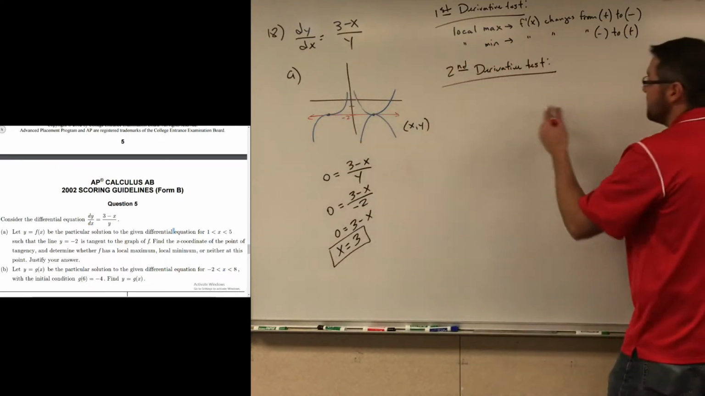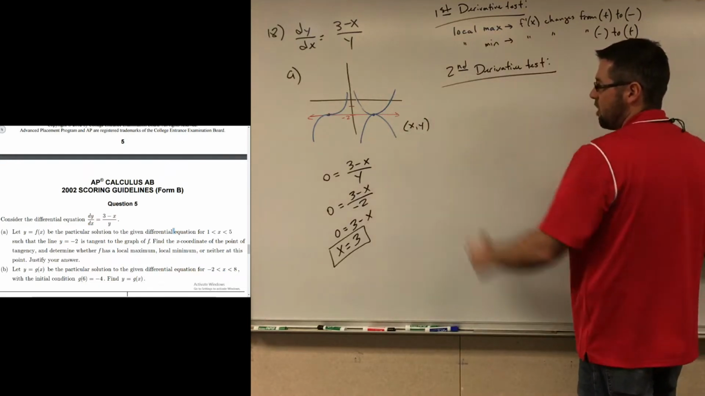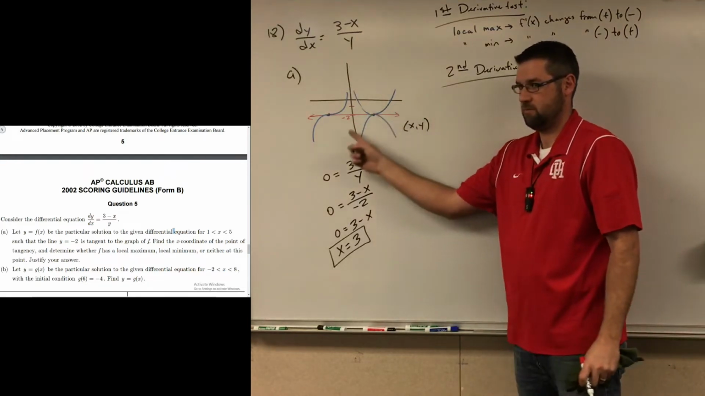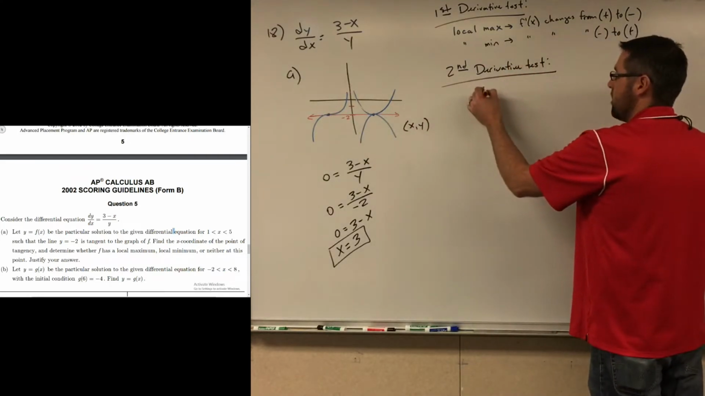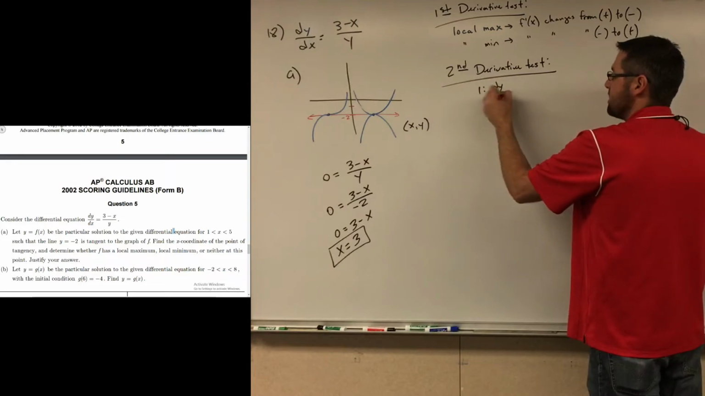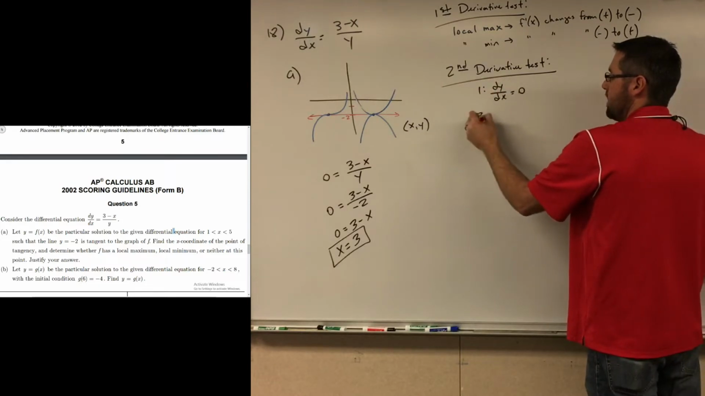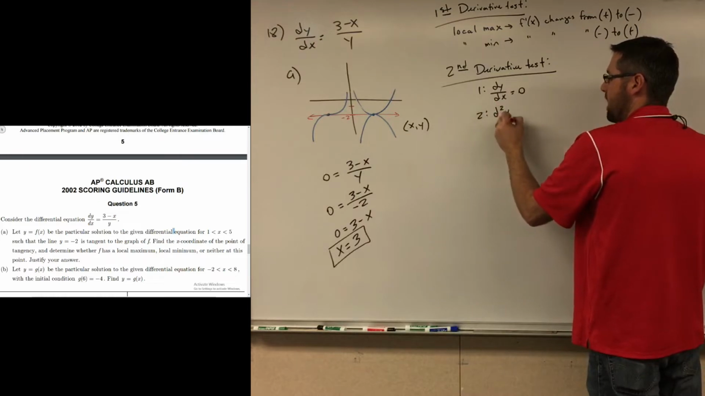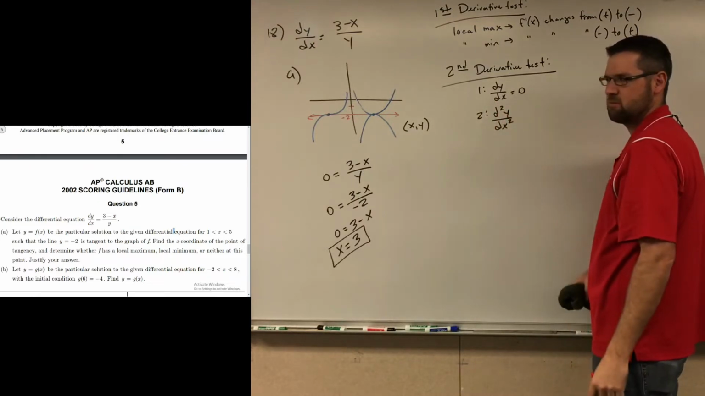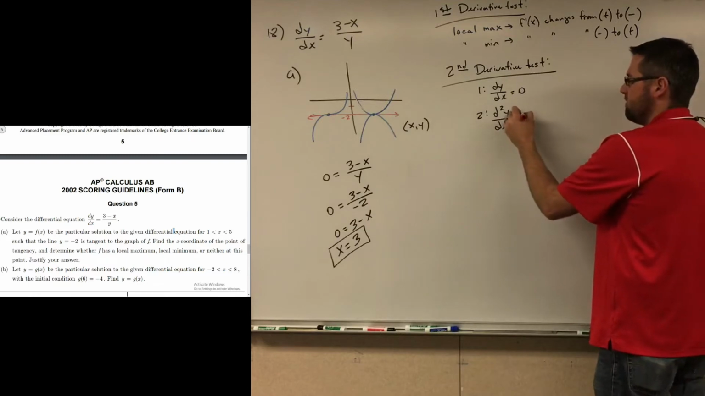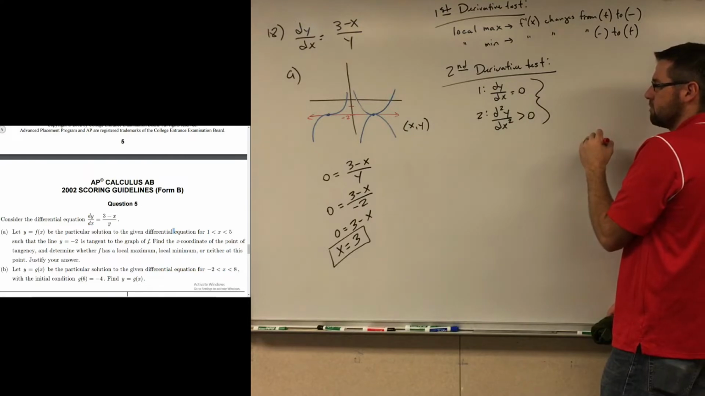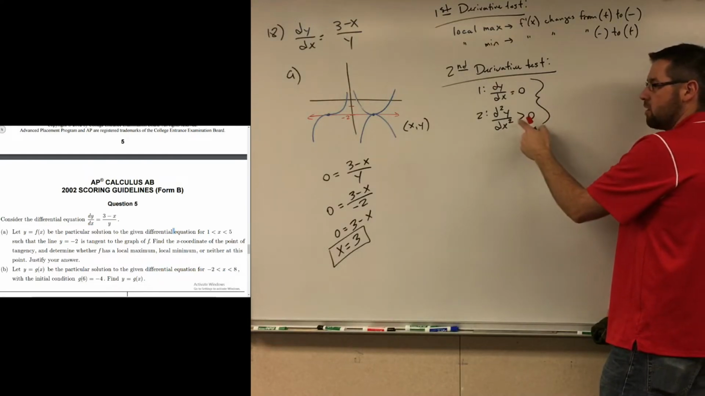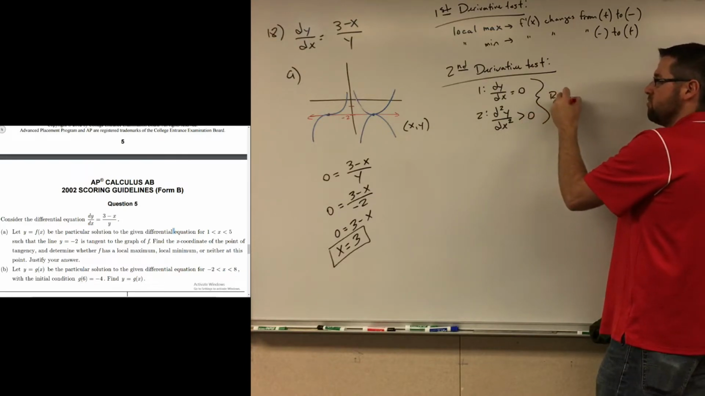So here's what the second derivative test says. First of all, what does f prime have to equal? What does the slope have to be at these points? 0. So the first part is this. Number 1, dy dx equals 0. And number 2, you have d2y over dx squared. What's that mean? Just second derivative. If the second derivative is greater than 0, then this would imply what? Concave up, therefore relative min.